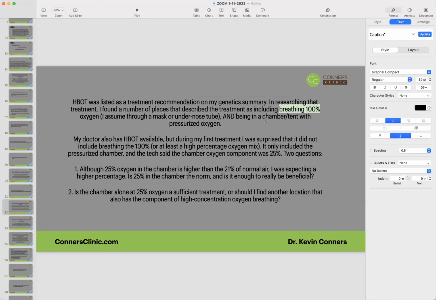Being in a chamber tent with pressurized oxygen is what hyperbaric oxygen is. My doctor also has HBOT available during my first treatment. I was surprised that he did not include breathing 100% oxygen. So I talked about that already. It only included the pressurized chamber. So that's what I would do. I would just do the HBOT chamber. So yeah, just do the HBOT chamber.